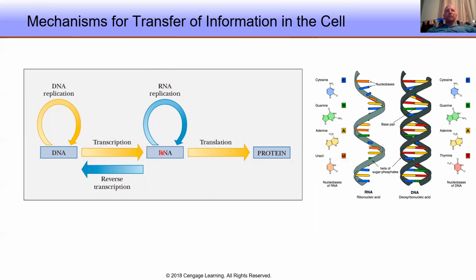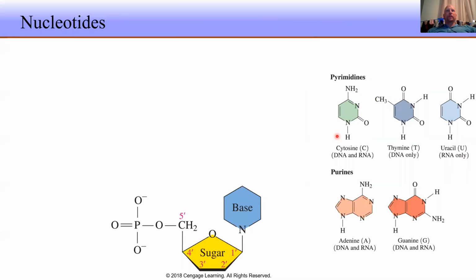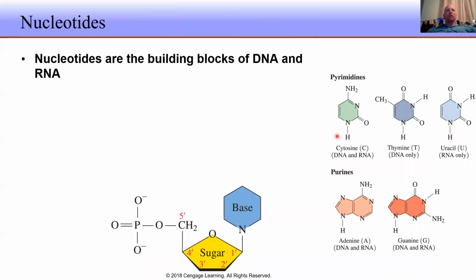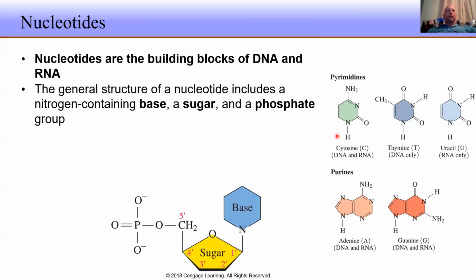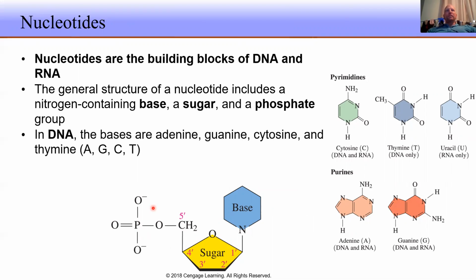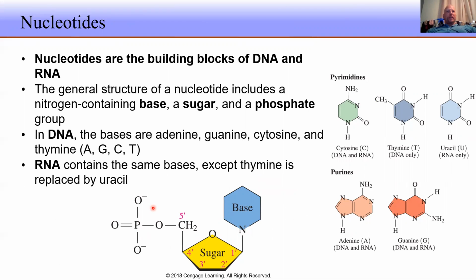Obviously, then we need to be able to distinguish structurally the forms of RNA and DNA as shown here. Both DNA and RNA, of course, are made of nucleotides, and the basic structure of a nucleotide is a nitrogenous base, a sugar, and a phosphate group. The four bases in DNA are A, G, C, T, or adenine, guanine, cytosine, and thymine. They're mostly the same in RNA, except we replace thymine with the base uracil.